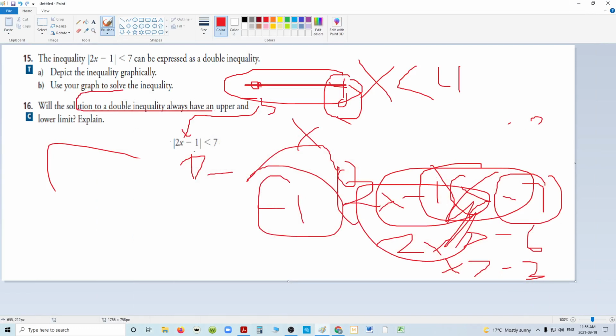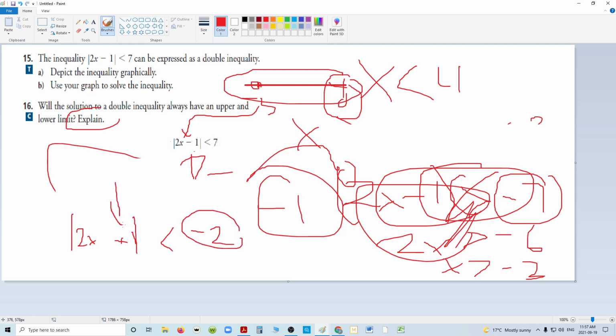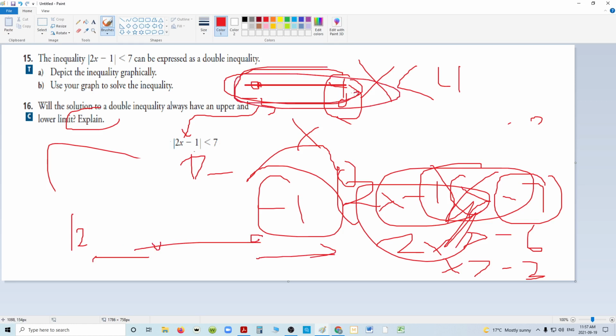Will the solution to the double inequality always have an upper and lower limit? Only if it's possible. For instance, the absolute value of 2x plus 1 can never be smaller than a negative number, any negative number. That's because whatever I make absolute value in here, especially when I add 1, will become a positive number, which can't possibly be smaller than a negative number. So if there's a solution, you will always have a double inequality. It'll either be outside the number line, that way, or inside the number line, that way.